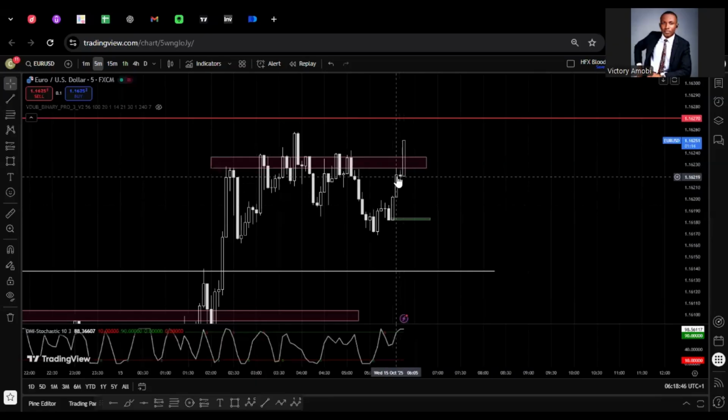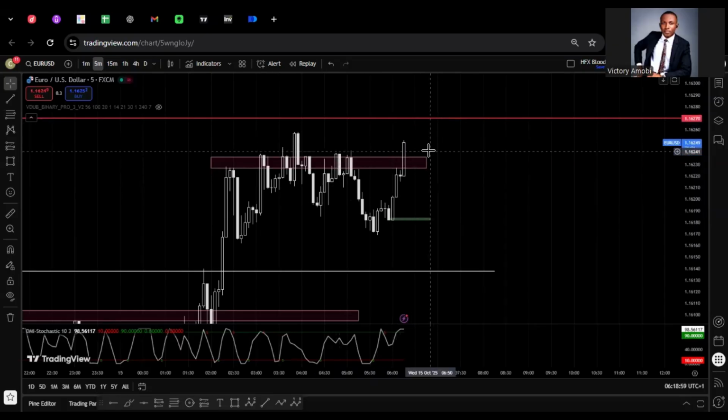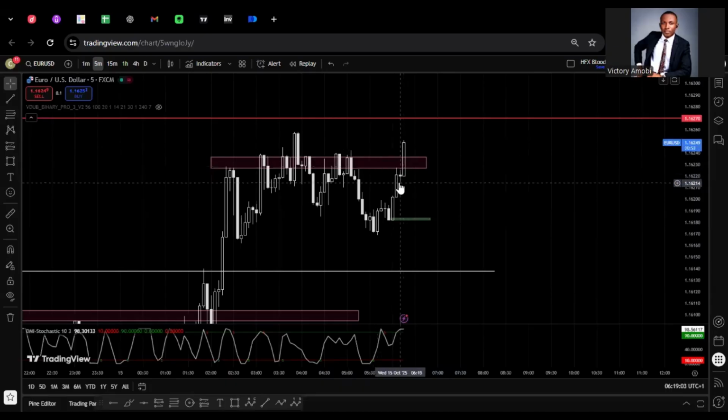So if you took a short-term 5 minute sell here, you're good. Perhaps the trend is not what it is. Since this has been broken, I might no longer look for a sell idea, a short-term sell idea.